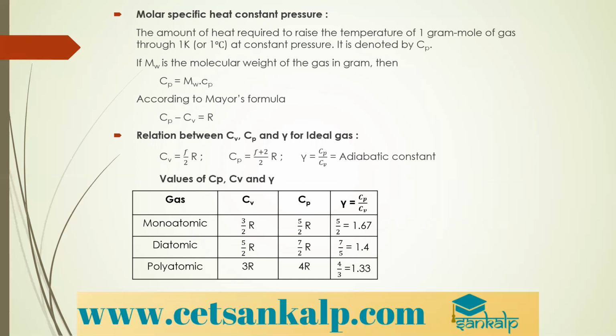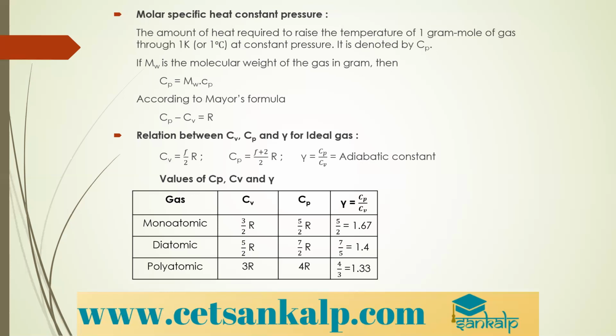Relation between Cp, Cv and gamma: gamma is the ratio of Cp by Cv. You can see the expression of Cp and Cv in terms of degrees of freedom. Cv is equal to F by 2 into R, that is, specific heat capacity at constant volume is equal to degree of freedom by 2 into R. For constant pressure, it is F plus 2 divided by 2 into R. If you take the ratio of Cp by Cv, you will get the adiabatic constant gamma.